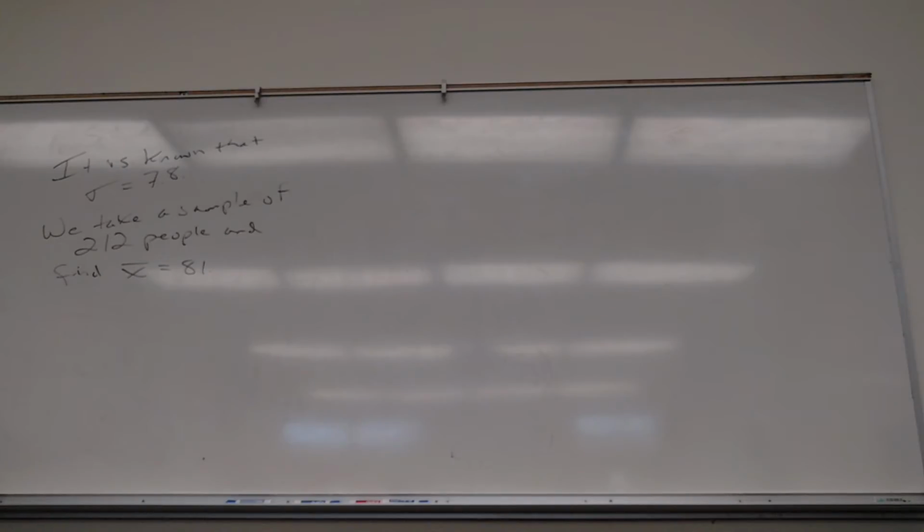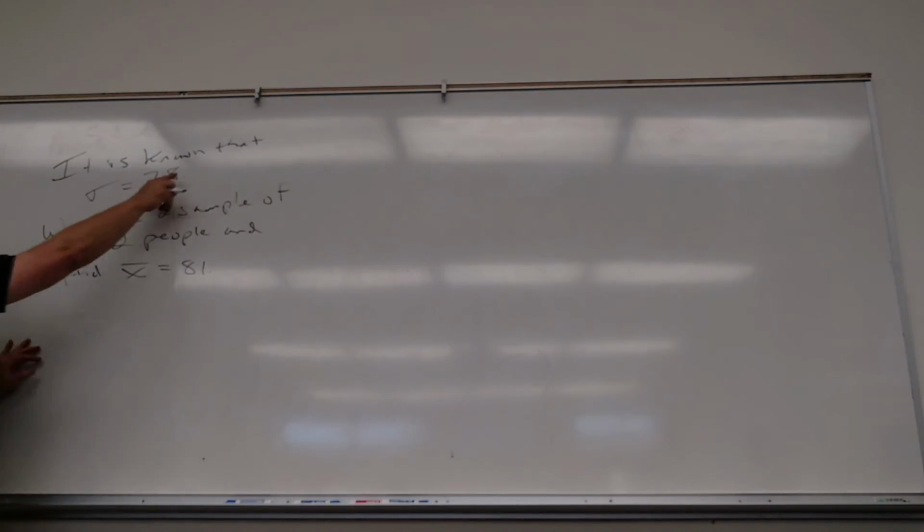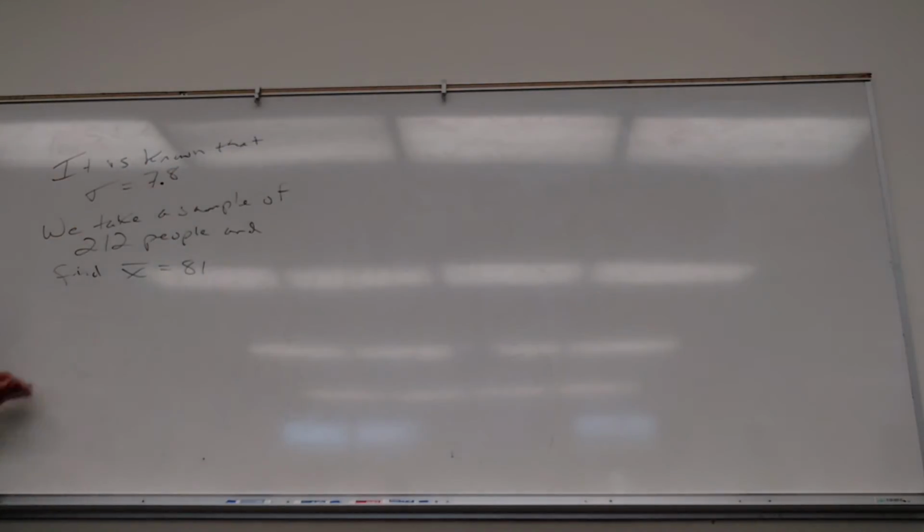So is everybody with me? 7.8. Cool. Nothing has happened yet. So we took a sample. I happen to know that this is true, and we just saw a second ago a situation where that could happen. We know what the standard deviation is. So we take a sample of 212 people and we find that the mean is 81. The mean golf score, I don't know.